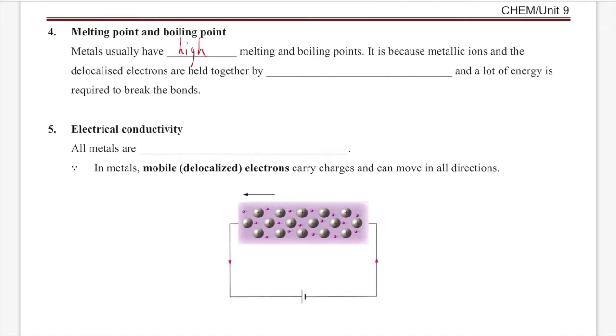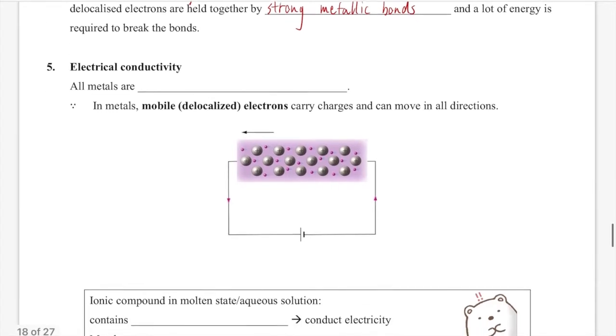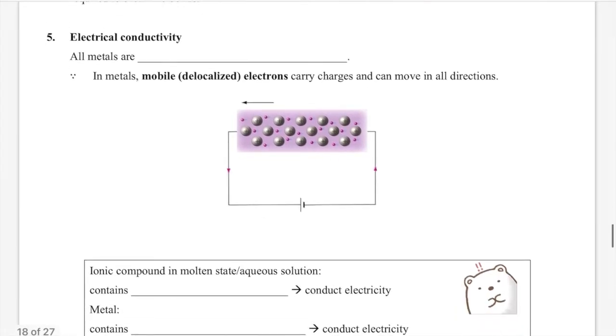So this is because metallic ions and the delocalized electrons are held together by strong metallic bond. So if we want to separate the ions or the delocalized electrons, we need to apply a lot of energy to break the bond. So that's why it has a very high melting point and boiling point. Okay, and then point 5, electrical conductivity. Again, we all know all metals are good electrical conductors.